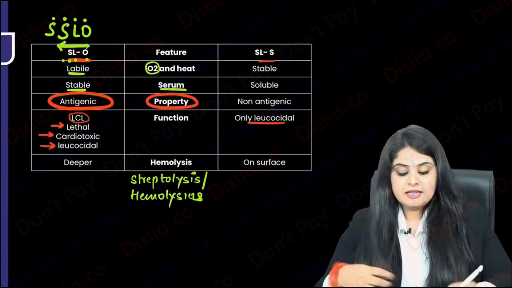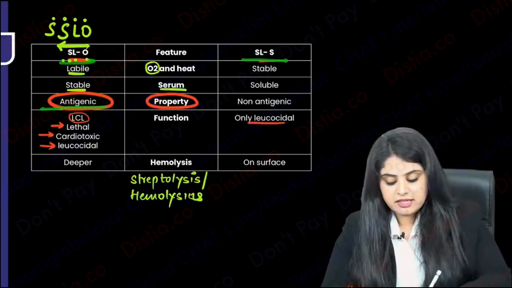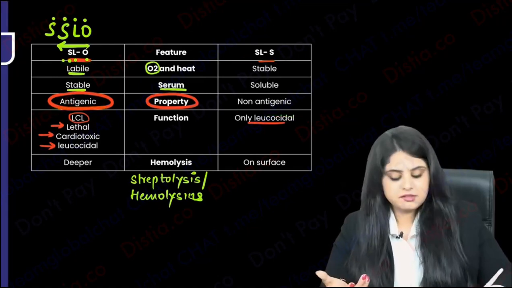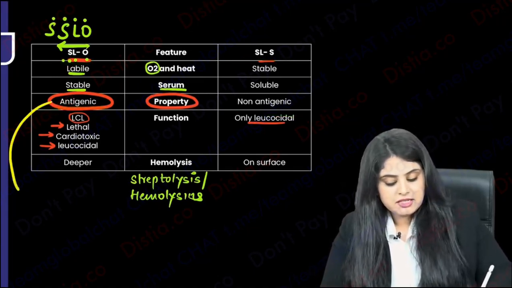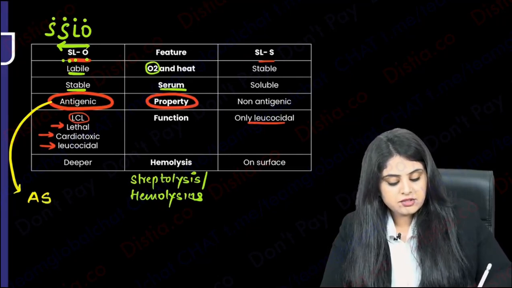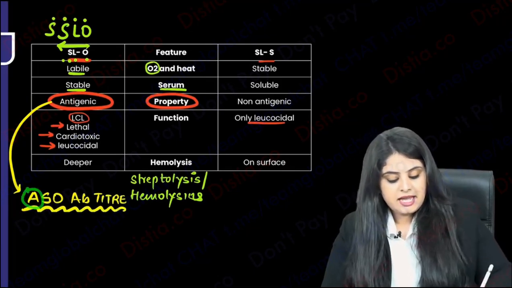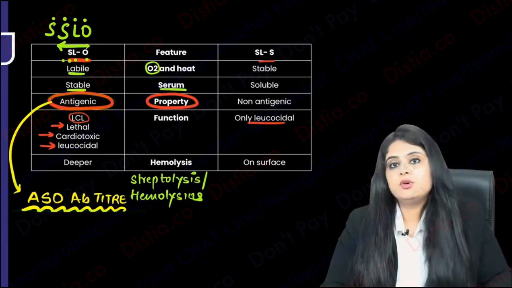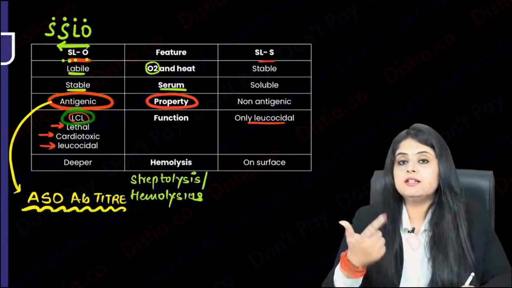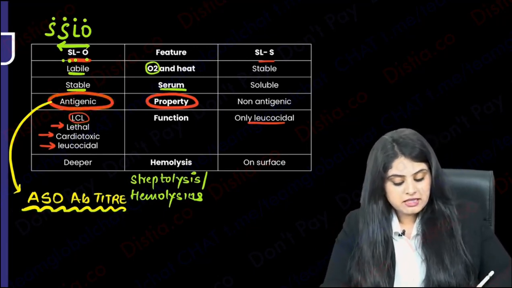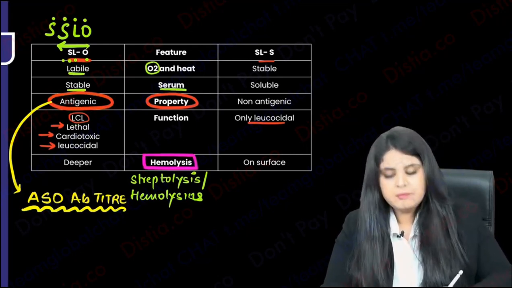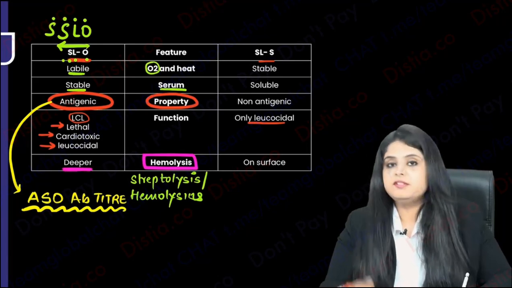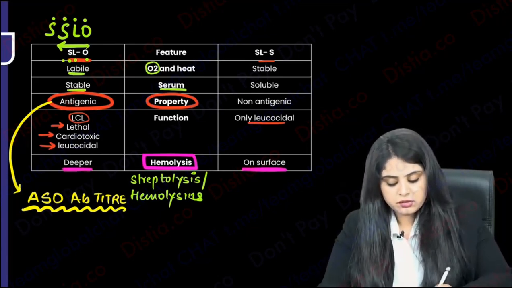Now tell me, if I say SLO is the antigenic one and SLS is non-antigenic, then whose antibodies will be made? That is why we always measure anti-streptolysin O antibody titers, ASO titers, because that would be the antigen. That is why these are the antibodies that I make. Also, it is LCL, lethal, cardiotoxic, leukocidal. Finally, the hemolysis. Both of them do hemolysis. This does hemolysis deeper into the plate. This does hemolysis on the surface of the plate.